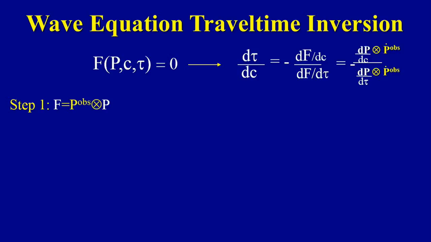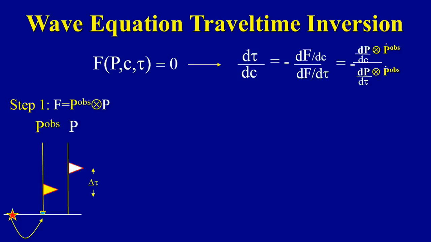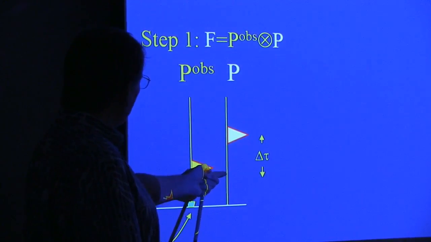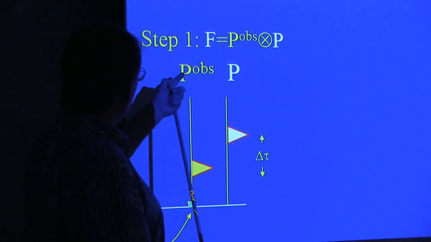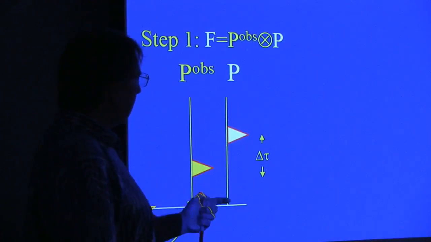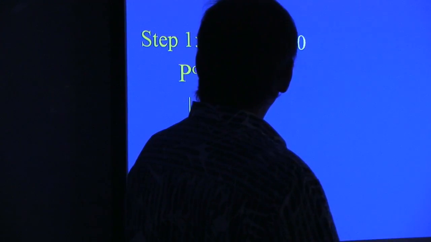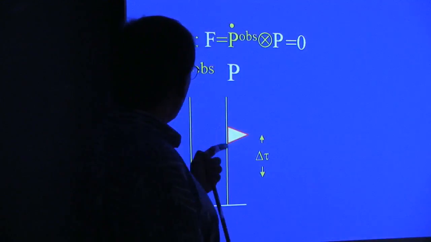So let's go back to this, and let's give an example for travel time inversion with pictures. Here's our observed data. Let's first get our constraint function together. This is the observed data. This is the predicted data. This is our delta tau, and at the delta tau time shift, we get a maximum of our function, and that delta tau also happens to be our travel time residual. So we set that equal to zero by putting in the time derivative of this.